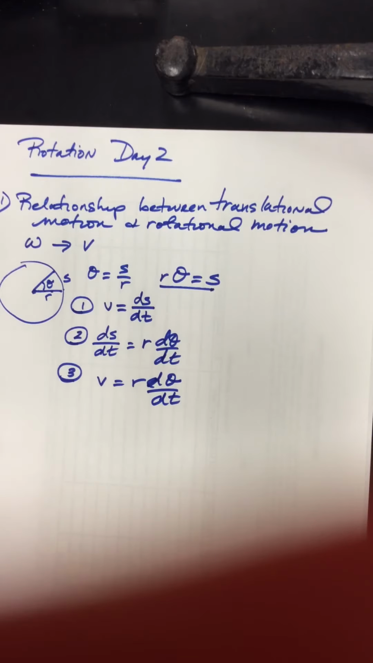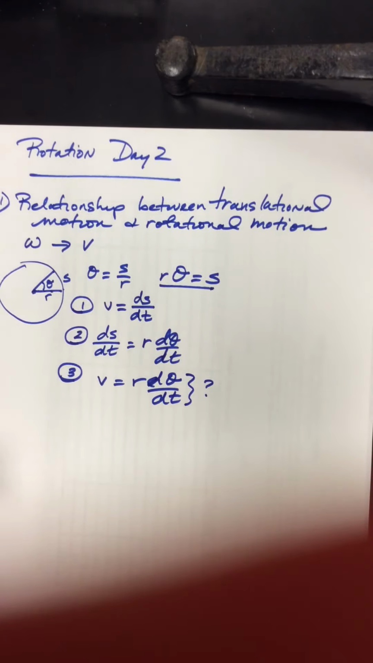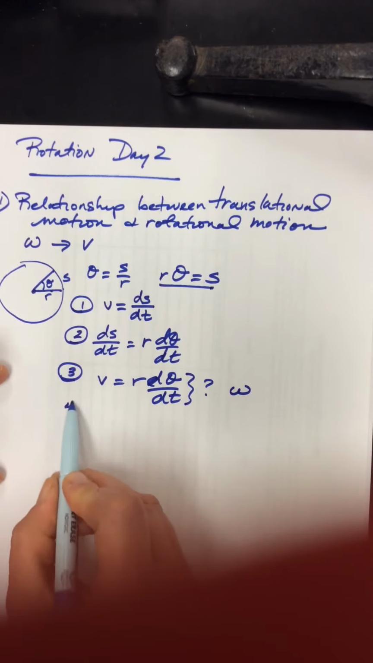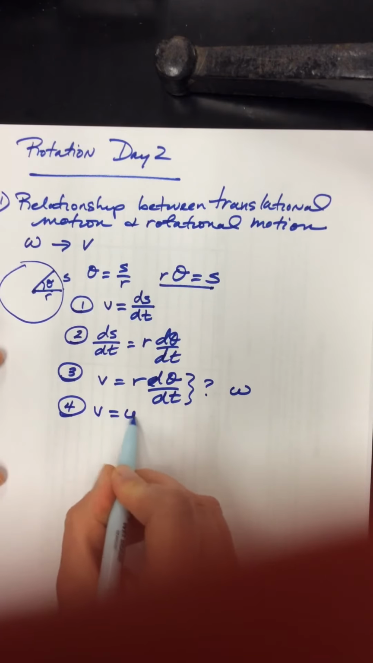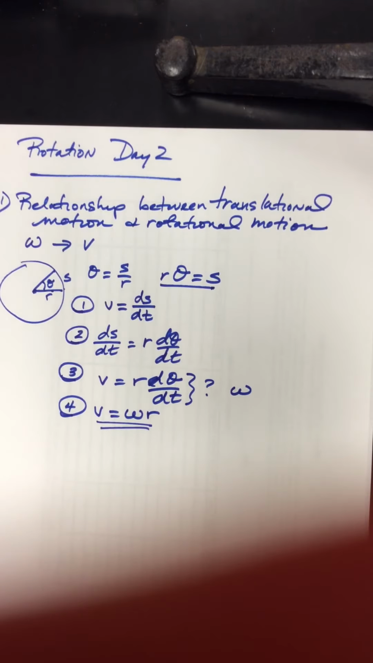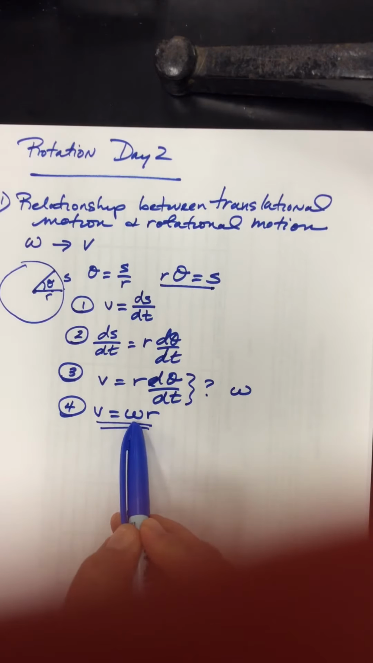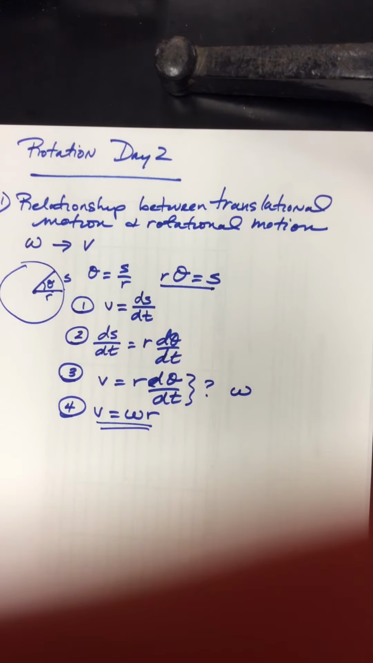Now, if I ask myself, well, what is this? That's my classic definition for angular velocity, isn't it? It's the change in theta with the change in time. So what I can simplify this to, and this is my overall piece here, is that I can take any angular velocity, multiply it by the radius, and I will have the linear velocity at that moment.